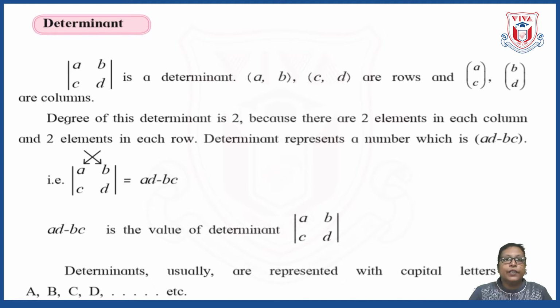Here A, B and C, D are called rows, and A, C and B, D are called columns. Rows means horizontal lines, and columns means vertical lines. Here the degree of this determinant is 2, because there are 2 elements in each column and 2 elements in each row. So this is called the determinant with degree 2.